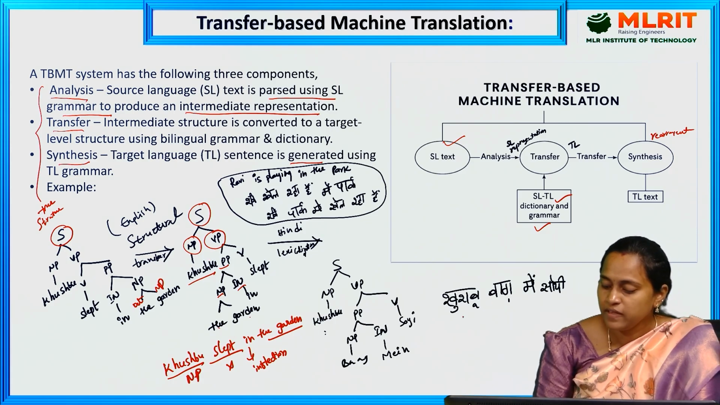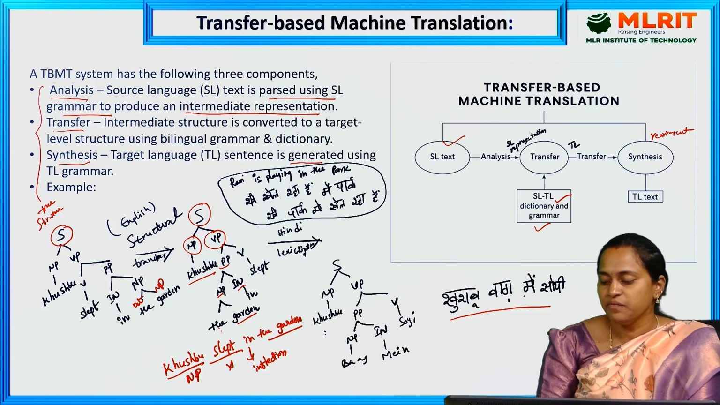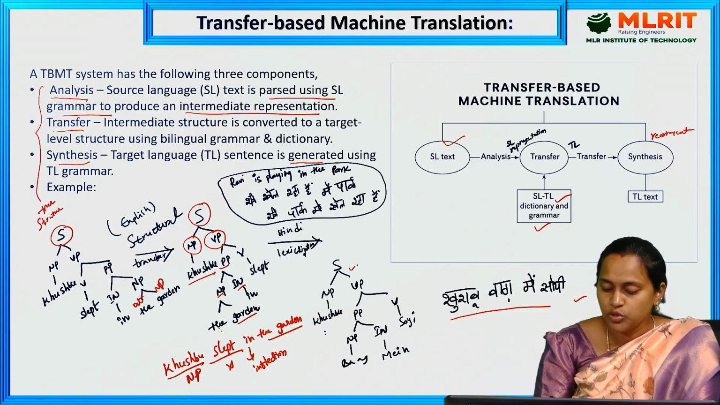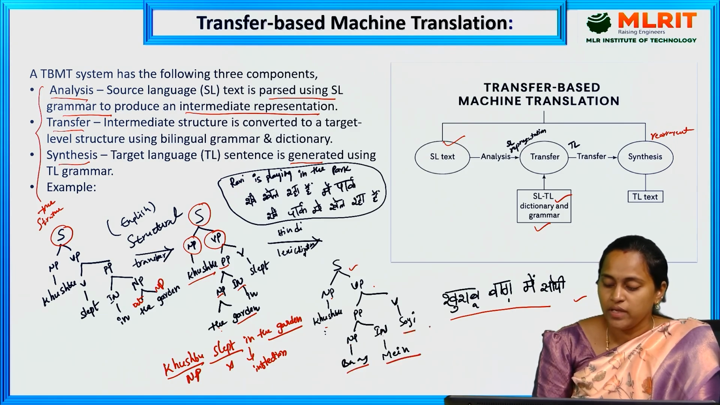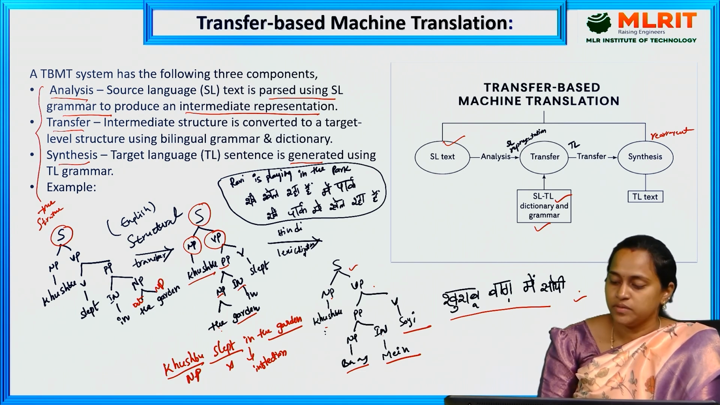What is the Hindi? Khushbu baag mein soyi. That means Khushbu, the garden, that means baag mein soyi. This is the final sentence. Like this: sentence, noun phrase, verb phrase, Khushbu. The prepositional phrase is noun phrase, inflection, baag mein soyi. This is the final sentence after rearrangement by the syntactic rules.